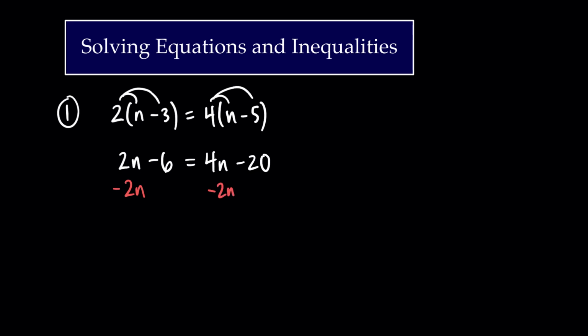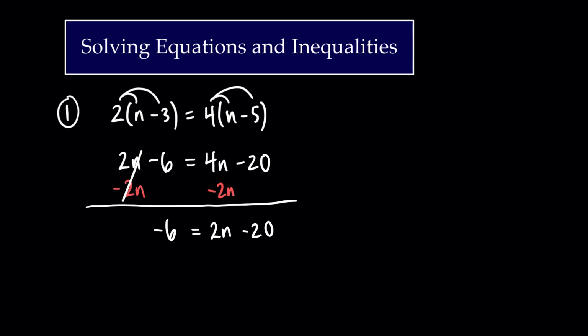That's just me. Because what that allows me to do is keep a positive 2n over here on the right. 2n minus 2n is basically 0, so you'll just have negative 6 on the left side here. 4n minus 2n is just 2n, and then the minus 20 comes down. If you do it the other way, that's fine. You're going to subtract 4n from both sides, and you'll get negative 2n on the left. Then you'll have to divide by a negative, which is fine. I just prefer to divide by positive numbers.